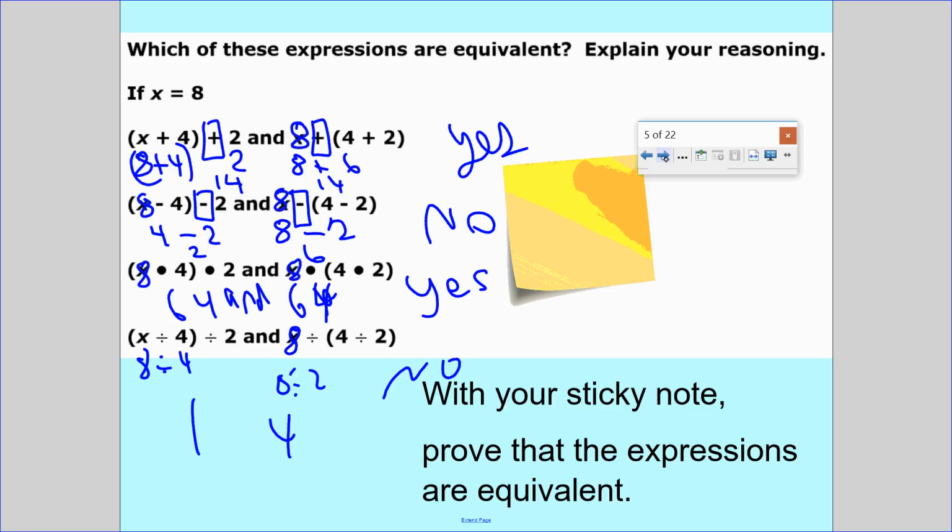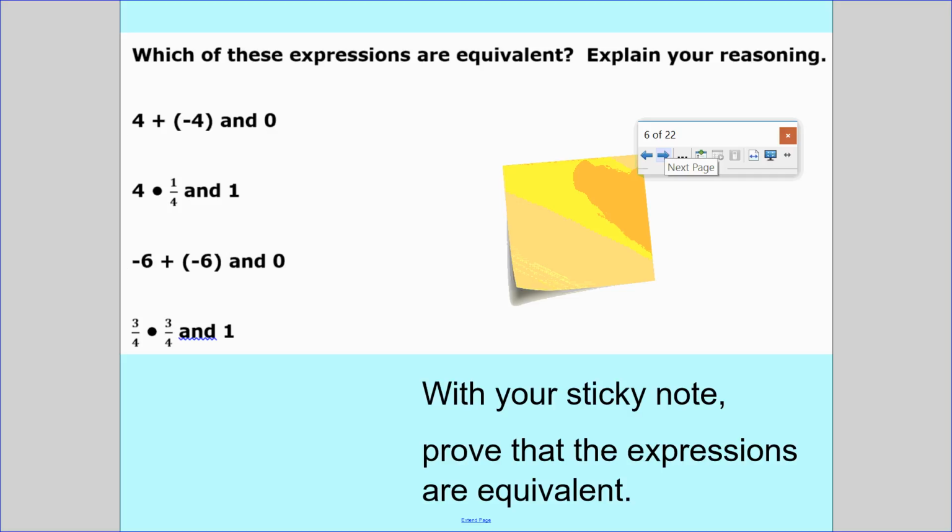Now let's look at our last examples of equivalent expressions. You have 4 positives, you're adding 4 negatives. Well, that equals 0. Think of 0 pairs. Do they cancel each other out? Yes, that will be equivalent.